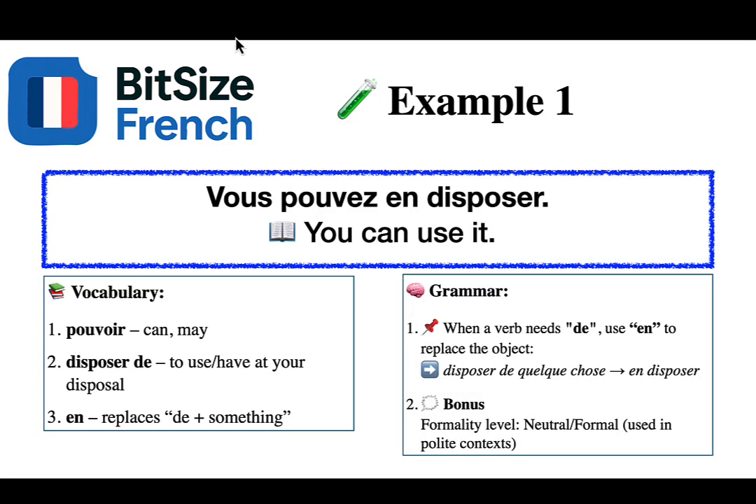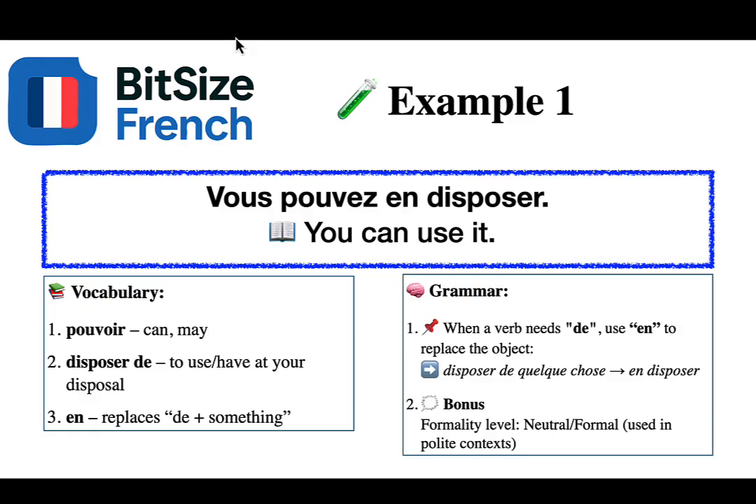Let's take a look at the first example. Vous pouvez en disposer. You can use it. So there are three vocabulary. The first one is pouvoir, which means can and may. Second one is disposer de, to use and to have at your disposal. And the third one is en, which replaces de plus something.